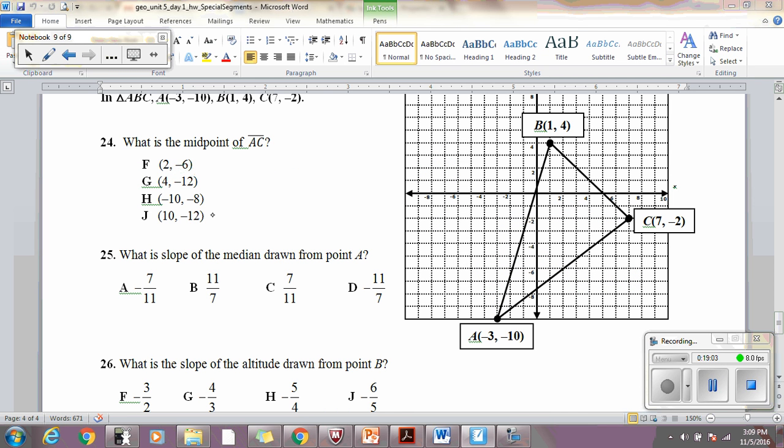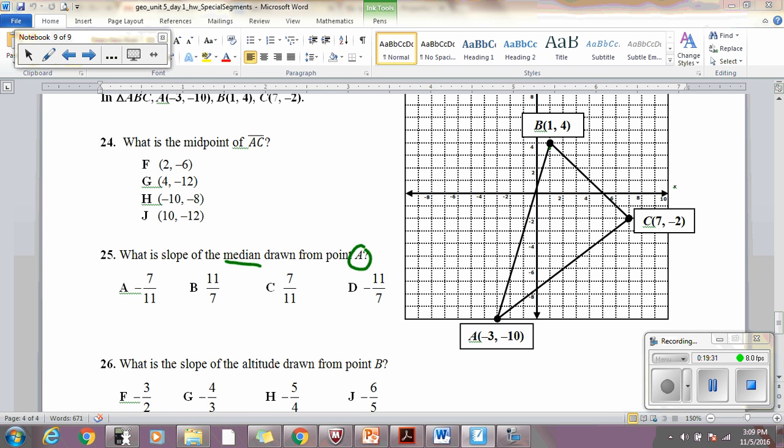Number 5 wants to know what is the slope of a median drawn from point A. So in other words, it's going to leave point A and touch BC. But in order to be a median, it has to go through the midpoint of BC. So first we need to find the midpoint of BC.